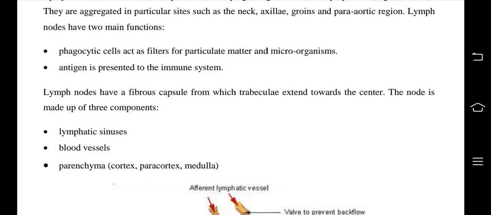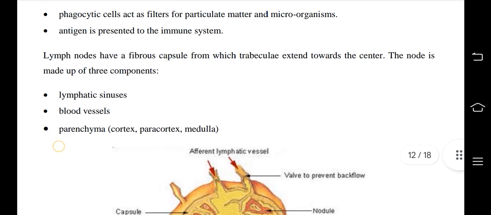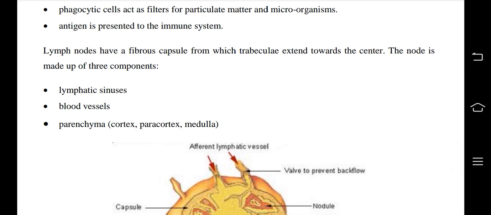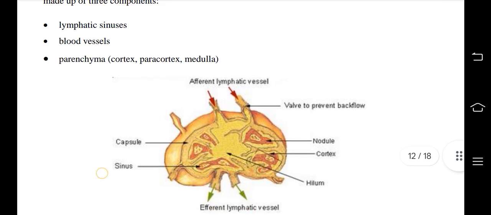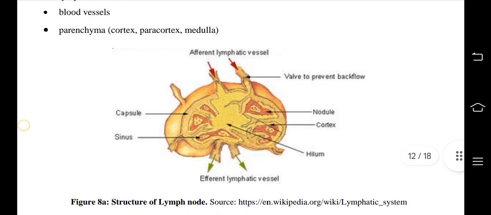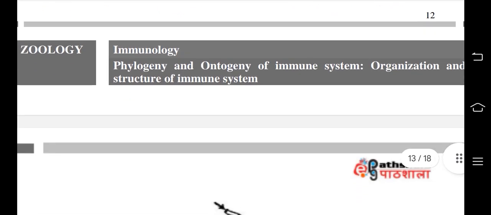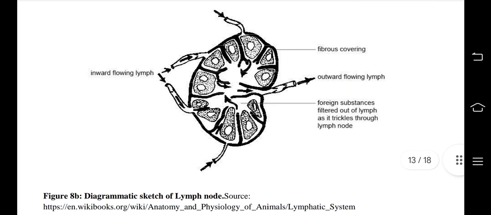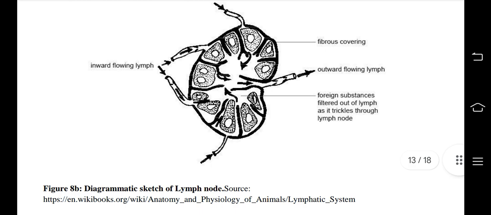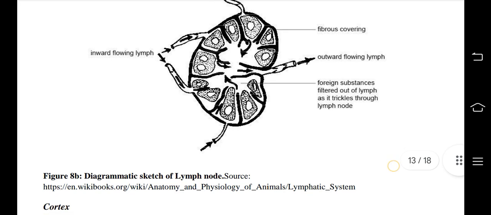Lymph nodes have a fibrous capsule from which trabeculae extend towards the center. The node is made up of three components: lymphatic sinuses, blood vessels, and parenchyma, which includes the cortex, paracortex, and medulla. Different lymphatic vessels have valves to prevent backflow: capsule, sinus, nodule, cortex, hilum, efferent lymphatic vessel. Structure of lymph node. Inward flow of lymph, fibrous covering; outward flow of lymph, foreign substance filtered out of lymph as it passes through the lymph node.